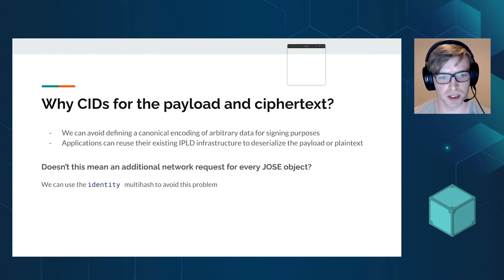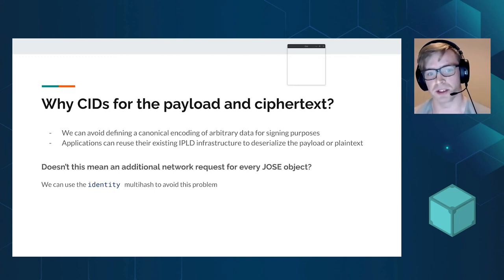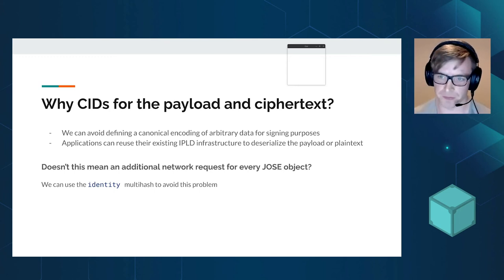But we can use the identity multi-hash to avoid this problem. If you have a CID which uses the identity multi-hash, then the bytes of the object that the CID refers to, we don't hash them at all. We just directly include the bytes in the CID. So that means we can create an identity multi-hash for our JWS or our JWE and include that directly in the object that's downloaded. That means that in the block, we don't have to make these extra network requests, and we don't have to put the plain text of a JWE on the network. So that's an overview of what the spec says about how we encode this.